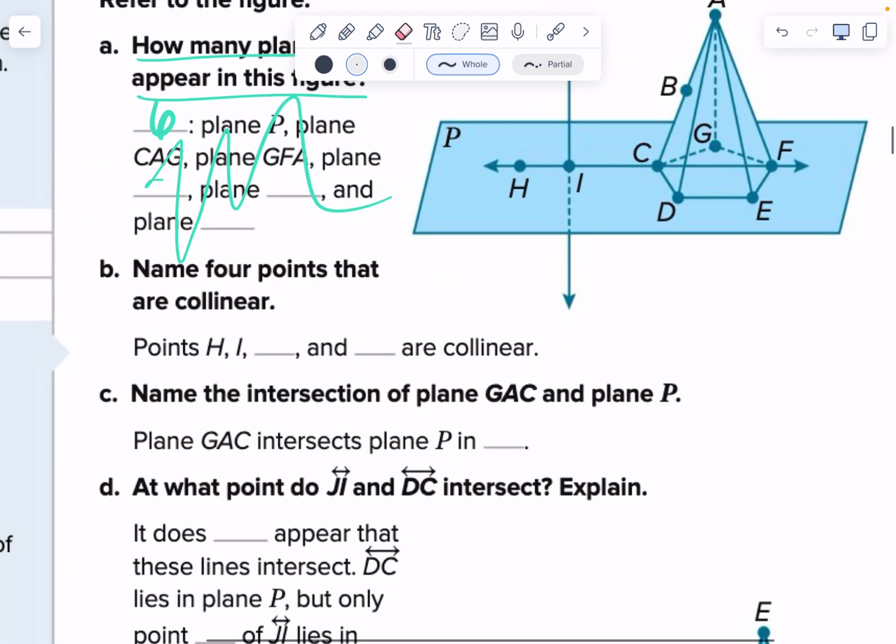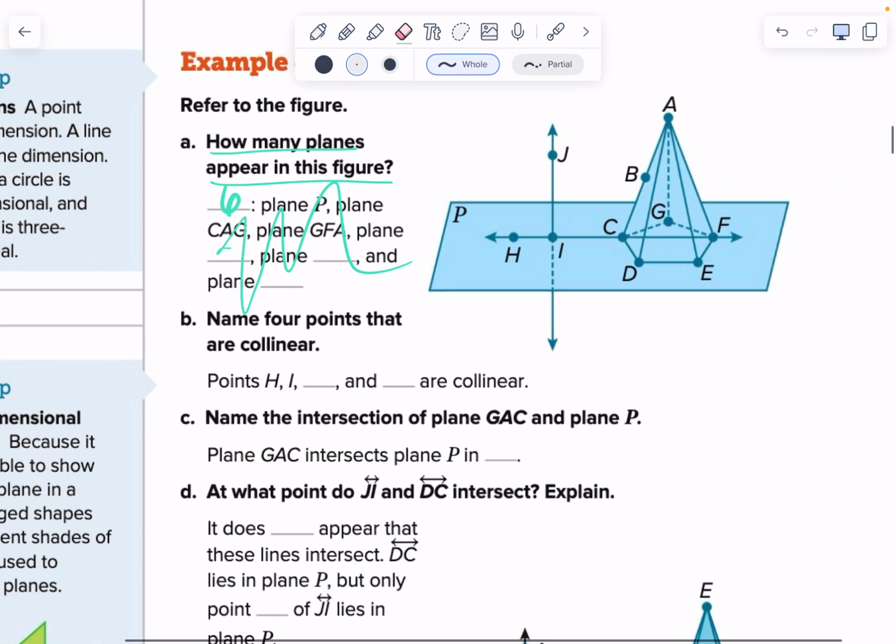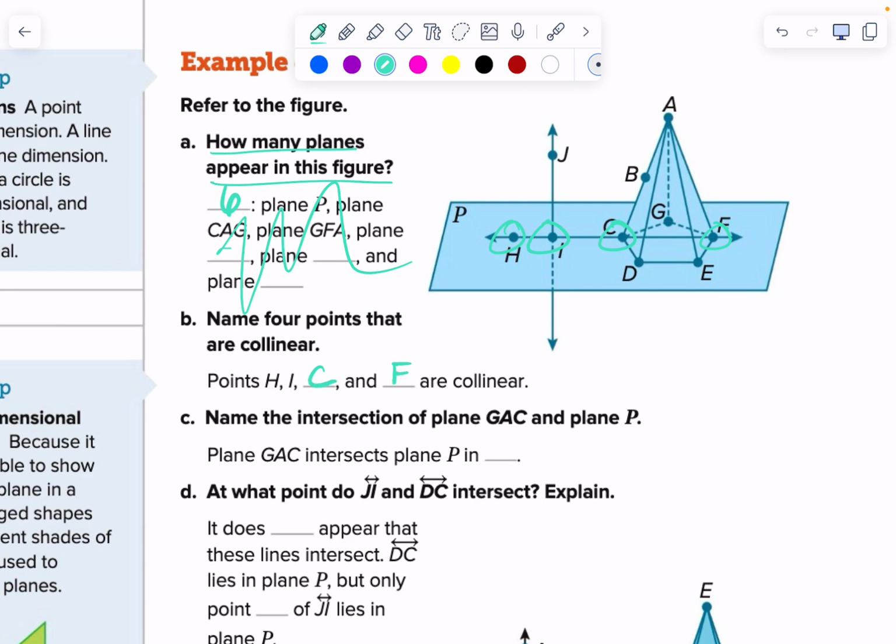All right. Name 4 points that are collinear. There is only one option for those 4 points that are collinear. H, I, C, and F are the only collinear ones. All right. Name the intersection of planes GAC. Which one's plane GAC?